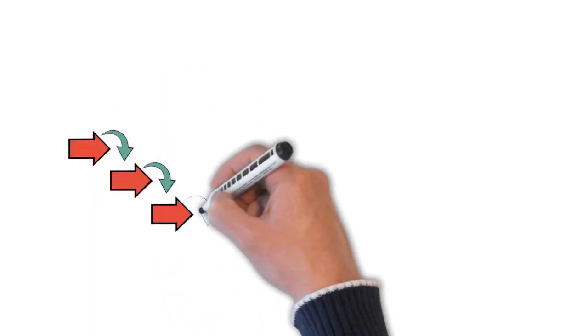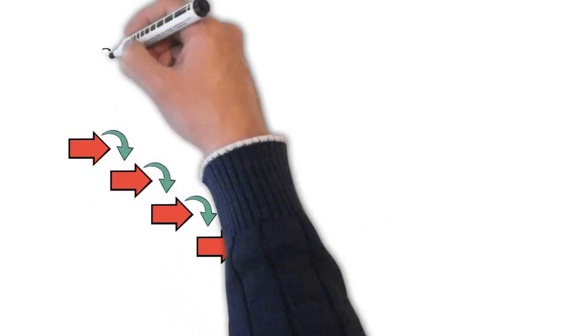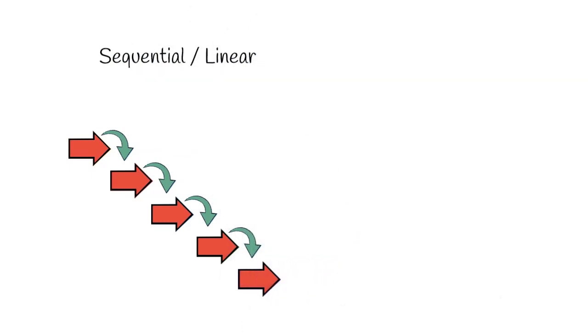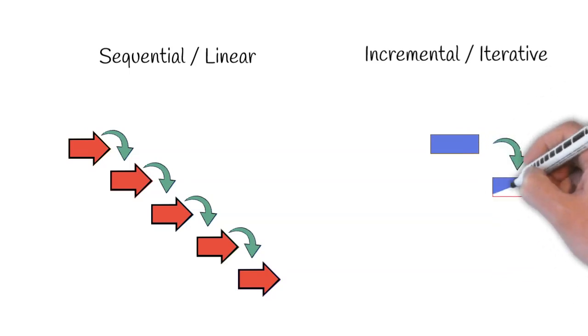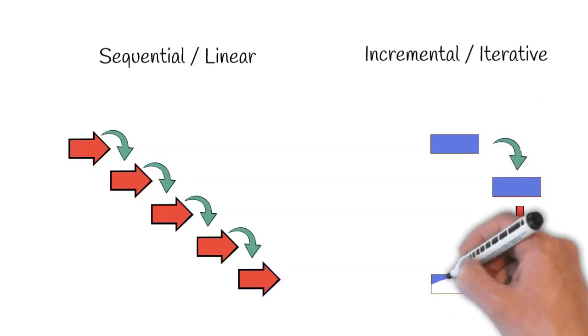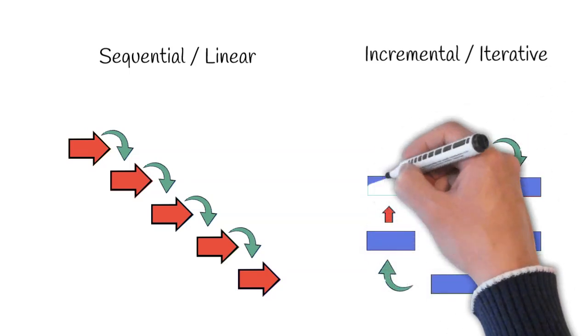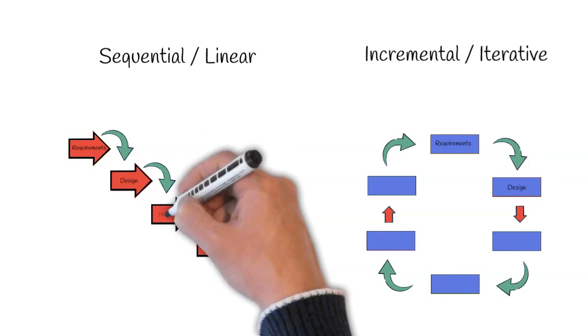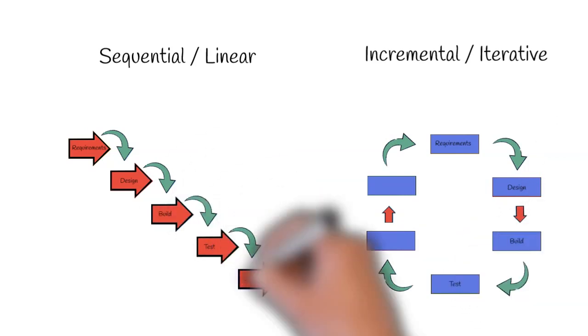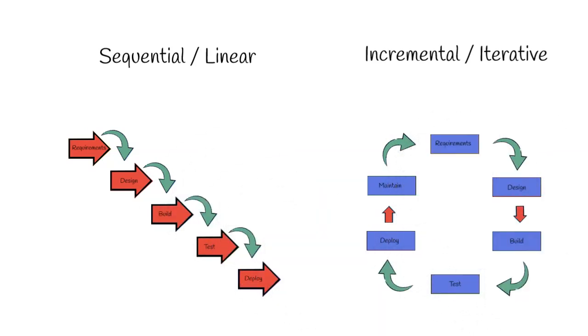We talked about earlier that waterfall projects follow a sequential and linear process. Agile projects and agile frameworks follow an incremental and iterative approach to software development. And the phases between both are very similar, where we still gather all the requirements, we still design, build, test, deploy, and then ultimately maintain.